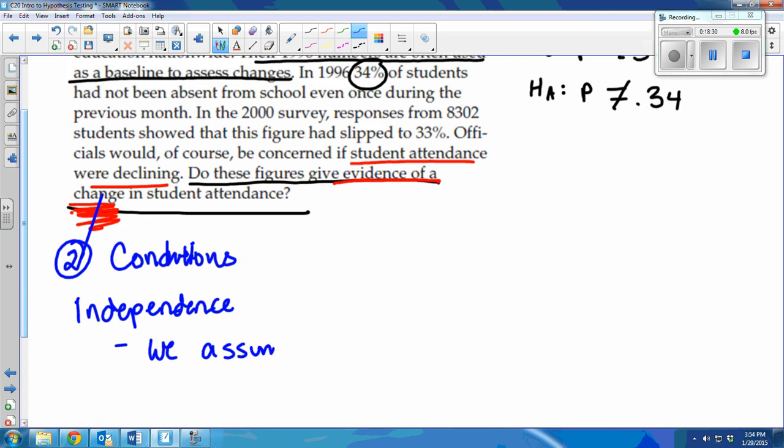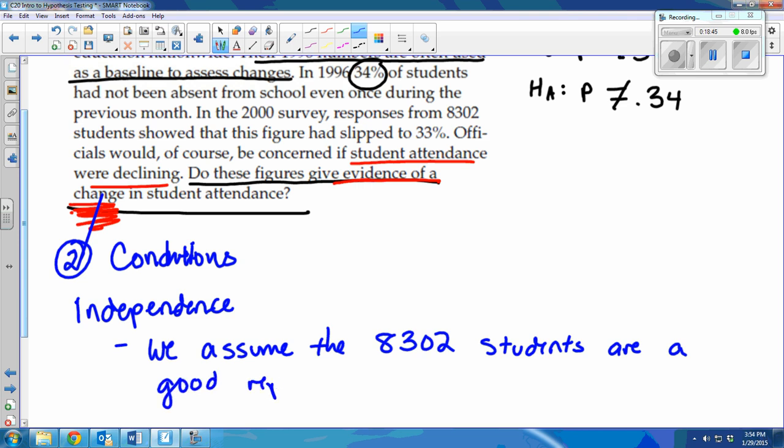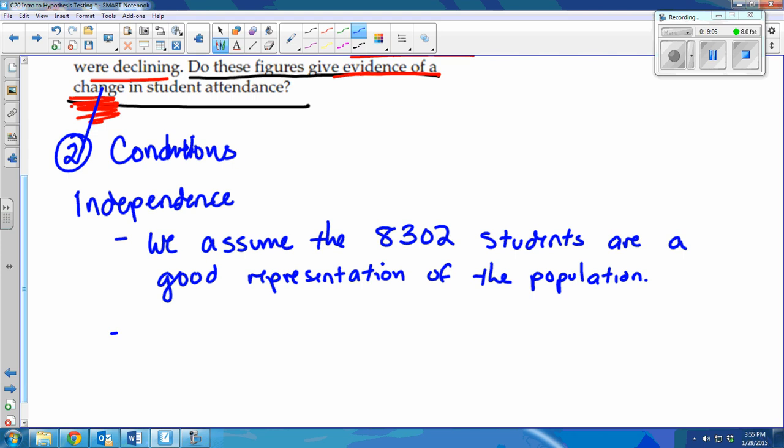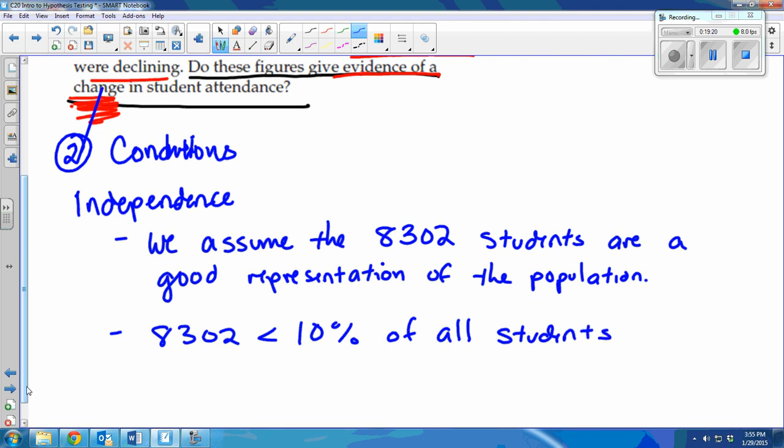We assume the 8,302 students are a good representation of the population. Okay, that's good for randomness. The independence assumption also includes the 10% condition. So it's 8,302 less than 10% of all students, because this is just talking about students in general. I would hope so. All right.